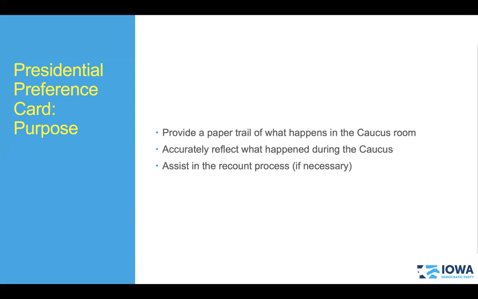And last but not least, if there is a recount, these cards will allow us to, again, reenact what happened in the room, because we can physically move them around to say, okay, here's where everyone was during first alignment, here's where they moved during second alignment, and we can check against sign-in sheets to make sure that people who signed up actually turned their cards in, and that all is good and the counts were accurate.